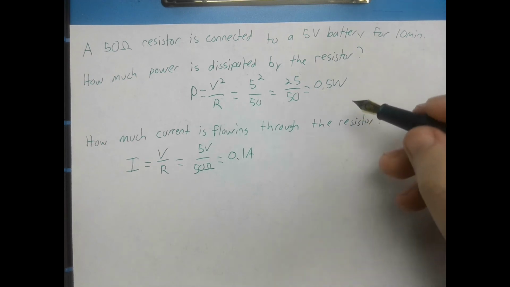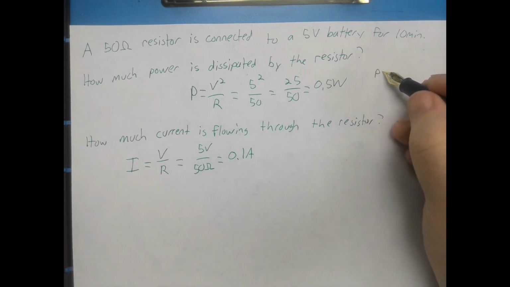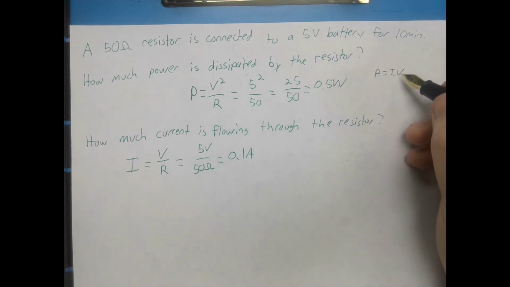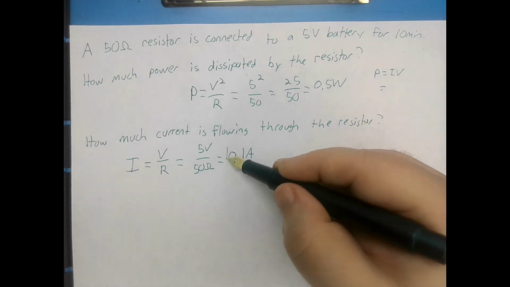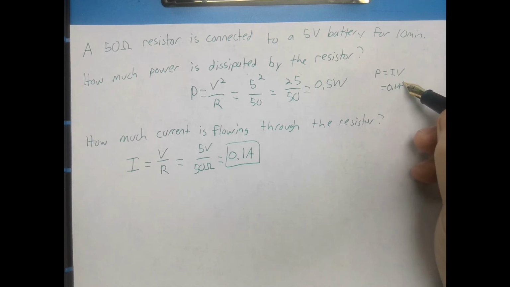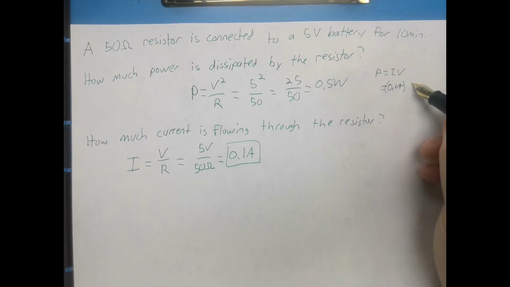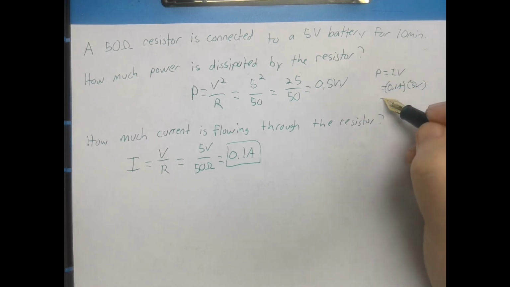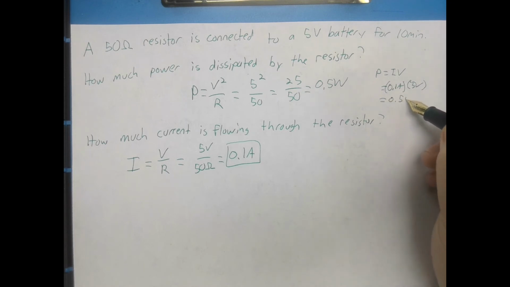We could have also solved for power by using power is current times voltage. The current solved right here, 0.1 amps, times the voltage of 5 volts also gives you 0.5 watts.